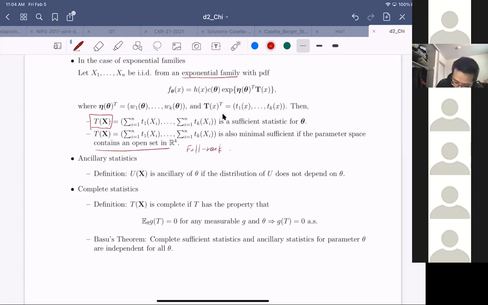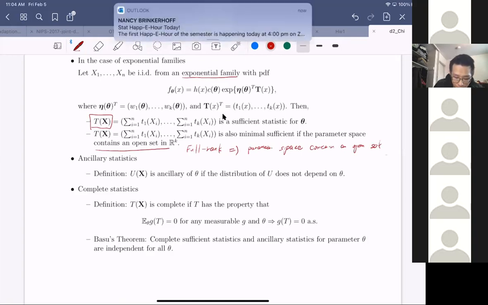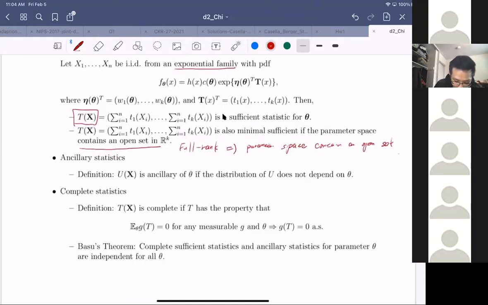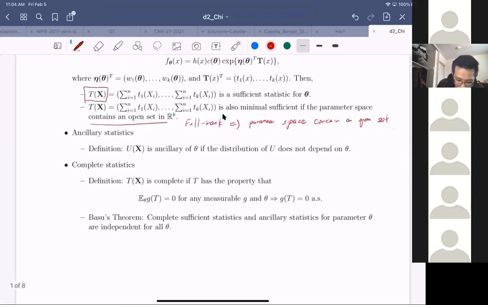Full rank can imply the natural parameter space contains an open set. Okay, and also we have a definition of the ancillary statistic and the complete statistic.